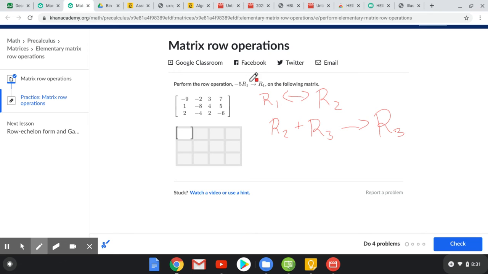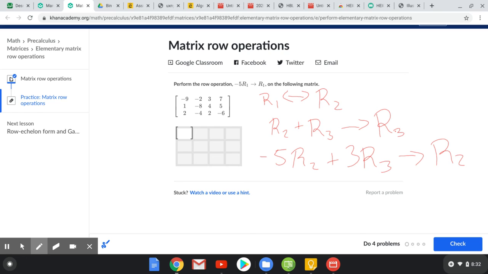So I can combine some of these together. I could do -5 row 2 plus 3 row 3, and I could put that in row 2. So I can multiply row 2 by -5, multiply row 3 by 3, add them together, and then put that in row 2. I'm allowed to do that. So these are the things that we're allowed to do with row operations.